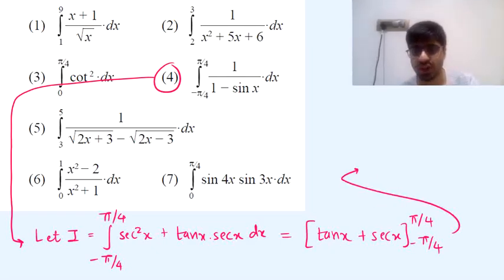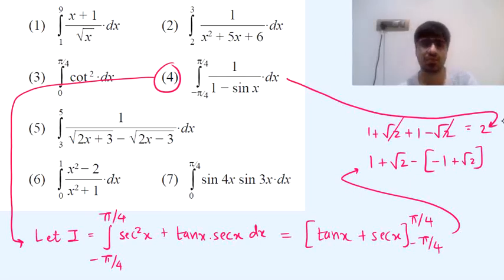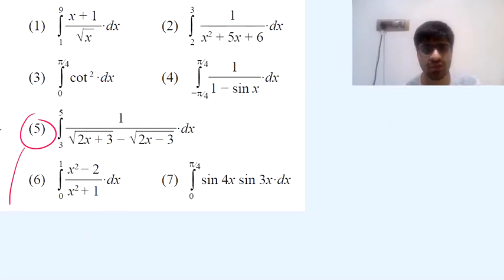So tan of pi by 4, that will be 1, plus sec pi by 4, that will be root 2. From that we are subtracting tan of minus pi by 4, which is minus 1, and sec of minus pi by 4, which is sec pi by 4, which is root 2. So when you open up the bracket, you get 1 plus root 2, minus of minus 1 making it plus 1, and a minus root 2 again. So root 2 gets cancelled, and the final evaluation for that expression is going to be equal to 2. Yeah, so 2 is the final value of that fourth integral, and we continue with the fifth one.